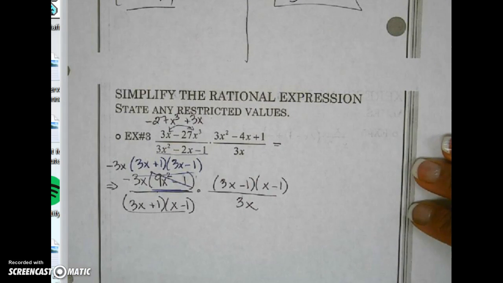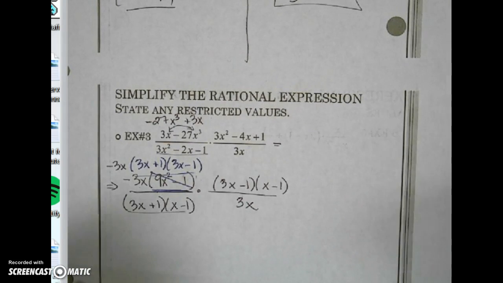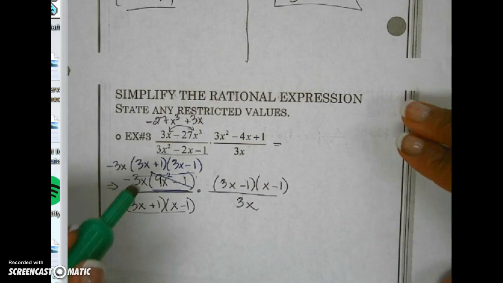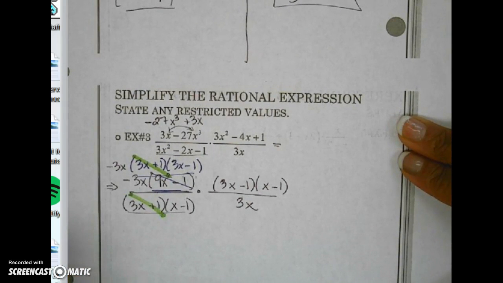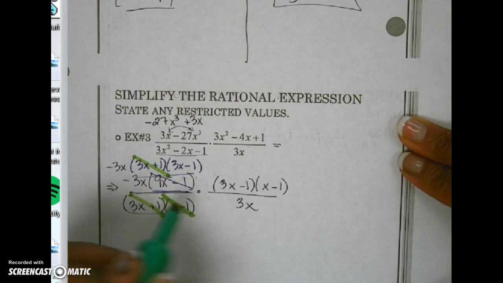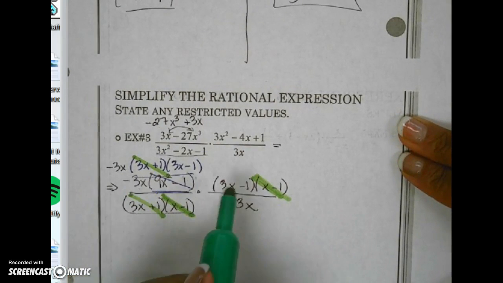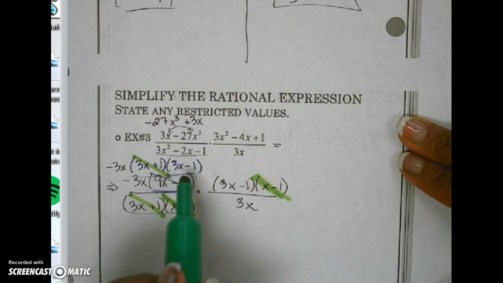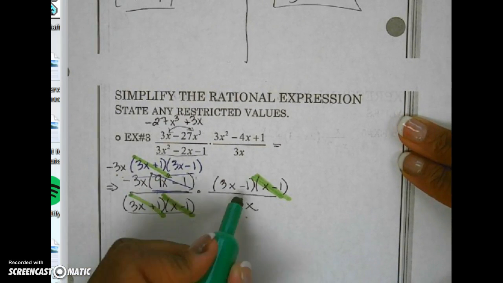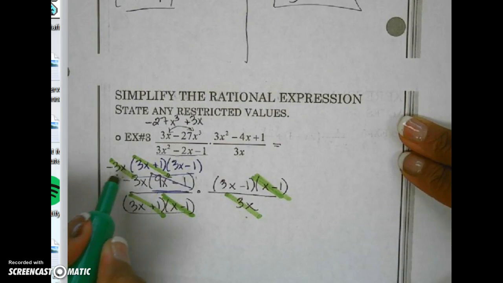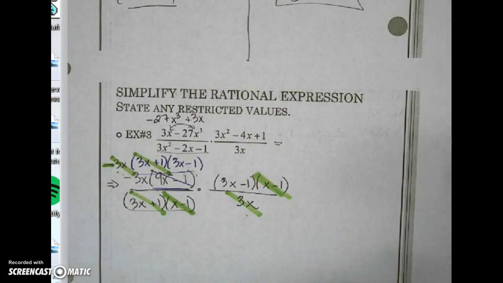Let's cross cancel as much as we can. So one thing I'm seeing is this is 3x plus 1, 3x plus 1, and x minus 1, x minus 1. Can't cancel these out because they're both on top. But I'm looking at the denominator and this numerator here, 3x and 3x. But I do still have that negative sign right there.